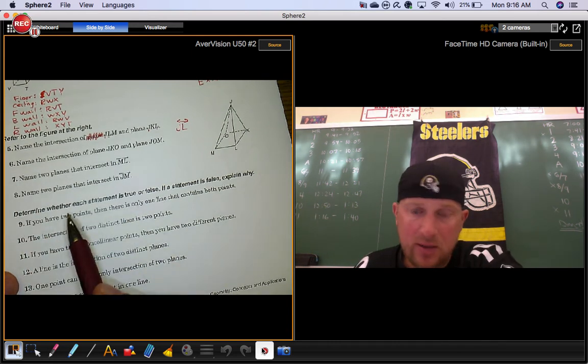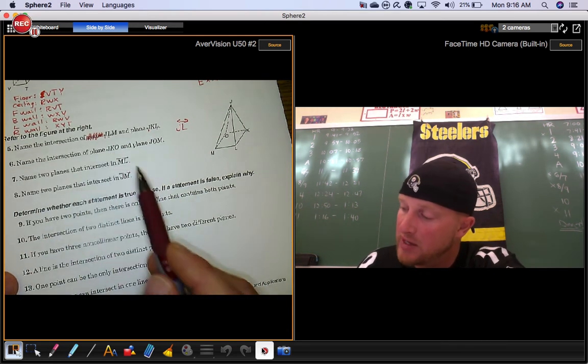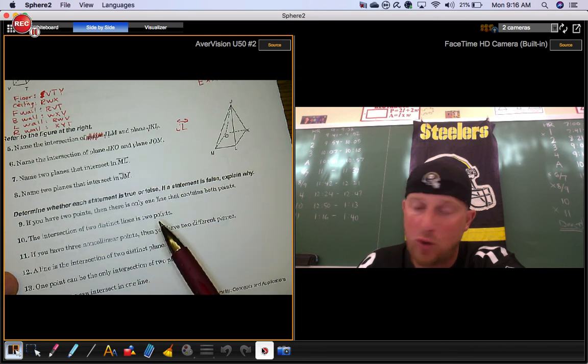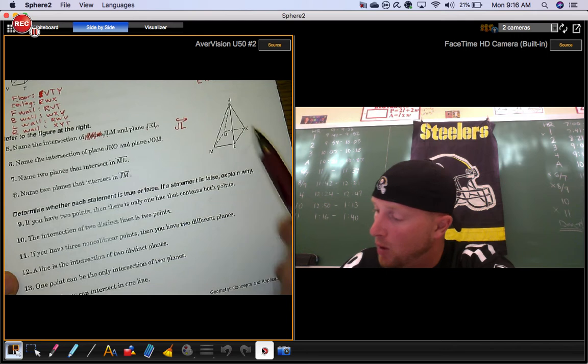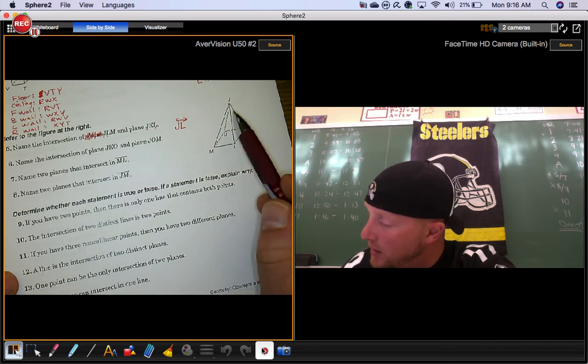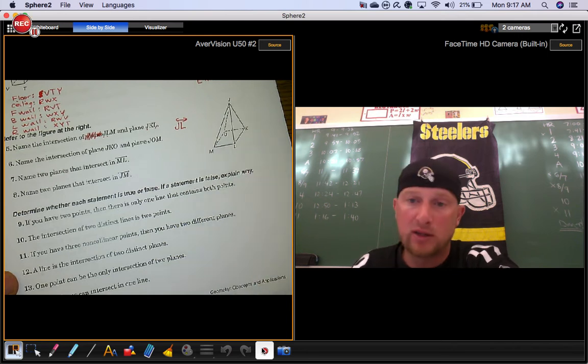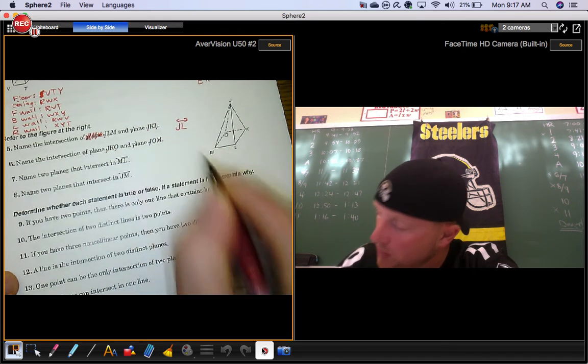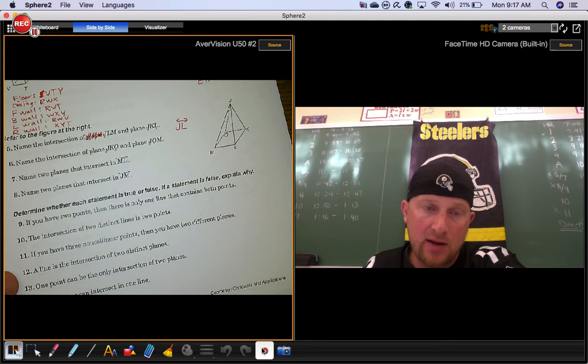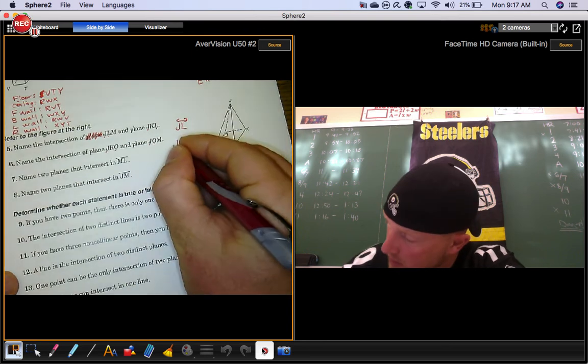Number 6, same style of question. Name the intersection of plane JKO and plane JOM. Plane JKO is the back wall. Plane JOM is the left wall. They definitely touch. See how they both have a J and an O? That's the line of intersection for the planes.